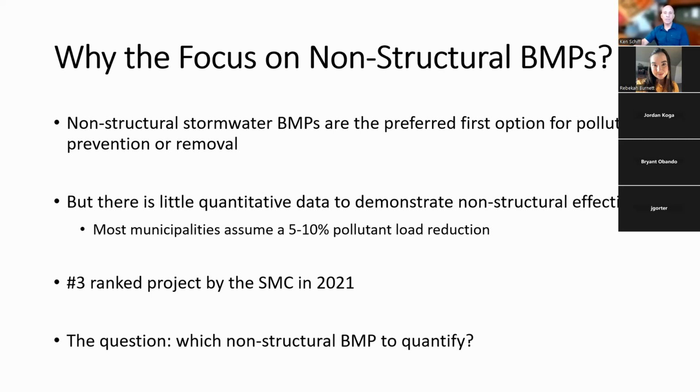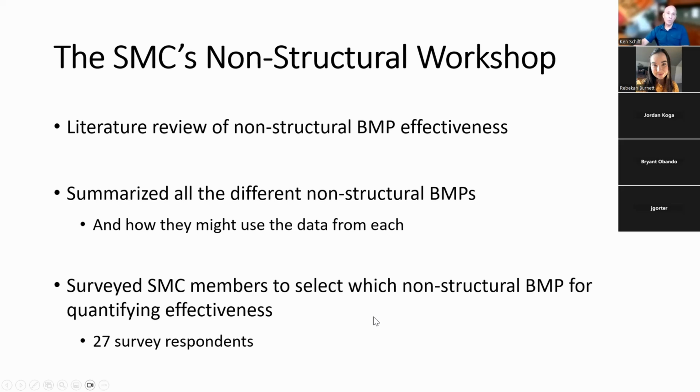So the real challenge is there's lots of different minimum control measures and non-structural BMPs. Which one should they work on? So they held a workshop. It included some literature review. They looked at all their different types of non-structural BMPs, and in particular, how they might use data from a research project to influence their, say, watershed management plans.